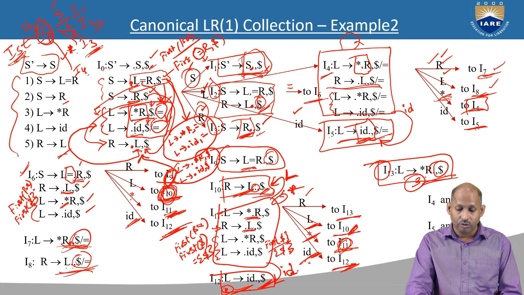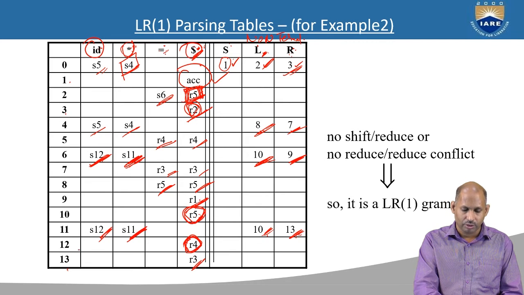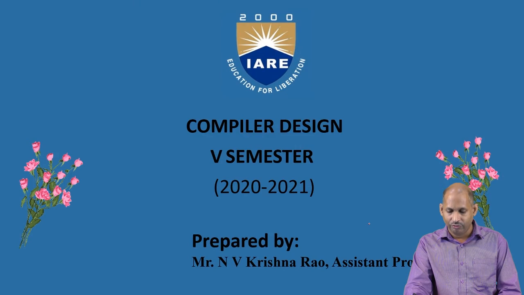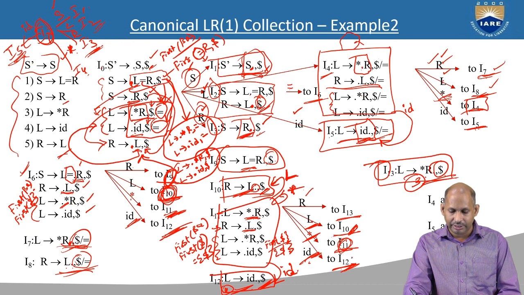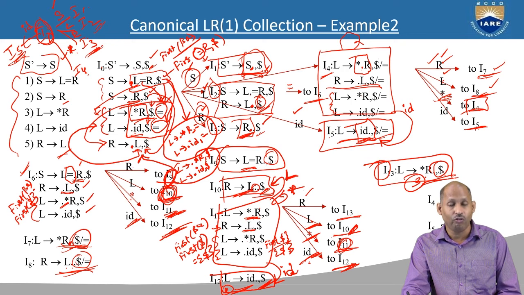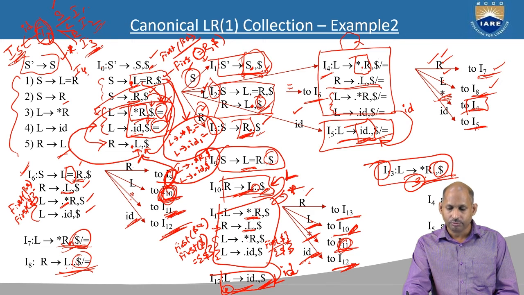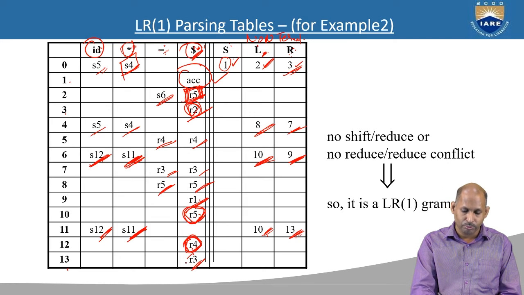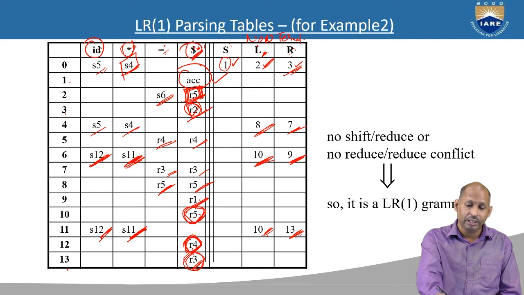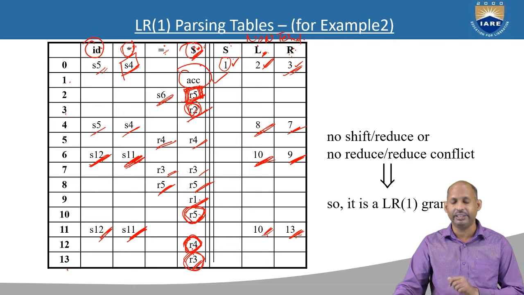I12. What is the production number? Fourth production, and the symbol is dollar. So on dollar, R4 in the I12 group. Then finally I13. Production number 3 followed by dollar sign. So reduce production number 3 in the column dollar sign.